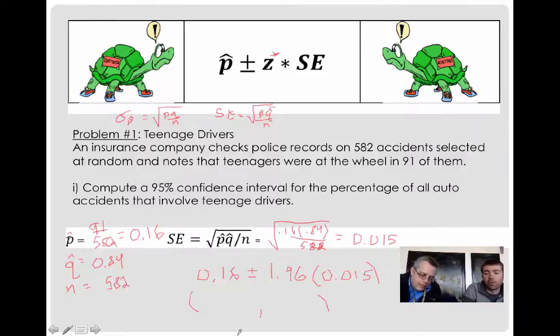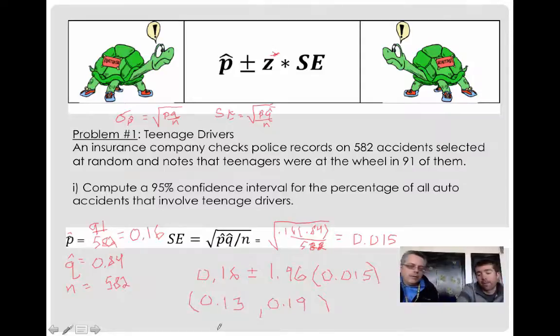So what is our lower bound? Oh, I'm supposed to be doing that? You probably should be doing 0.16 minus 1.96 times 0.015. The lower limit is 0.13. Okay, 0.13. And our upper limit? Go back and just make that a plus. Is 0.19.